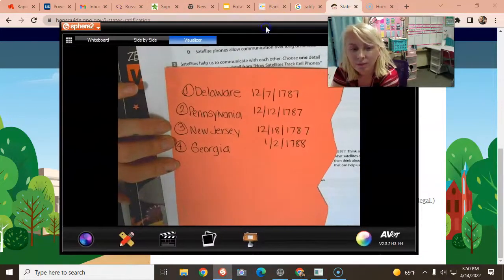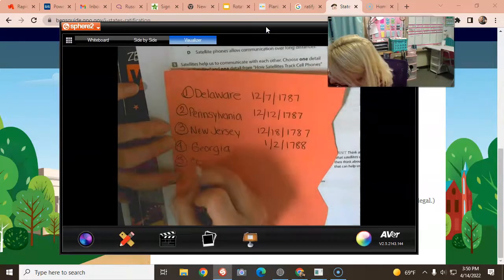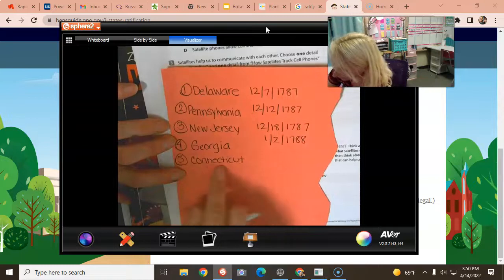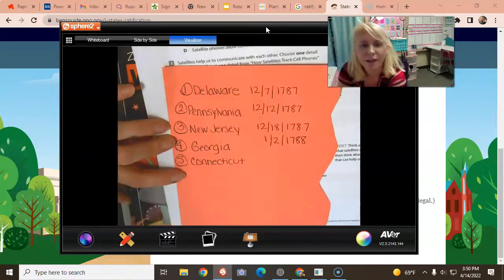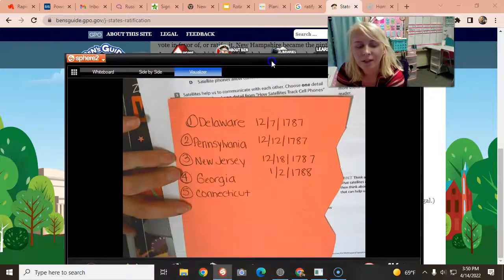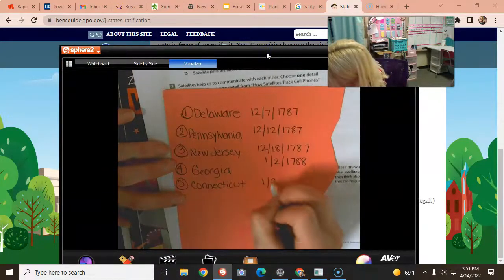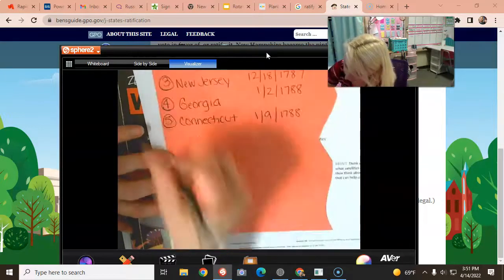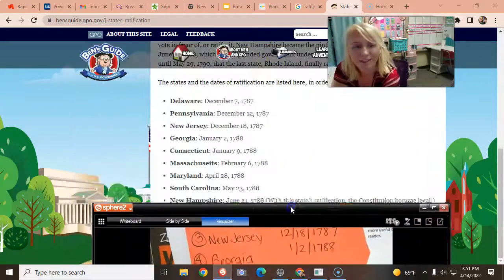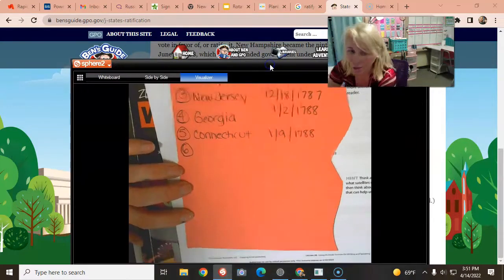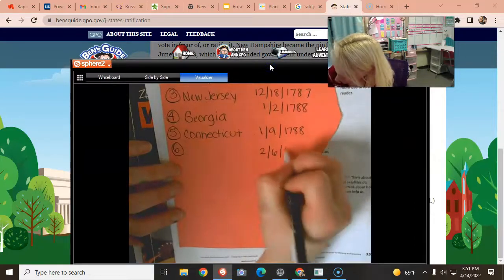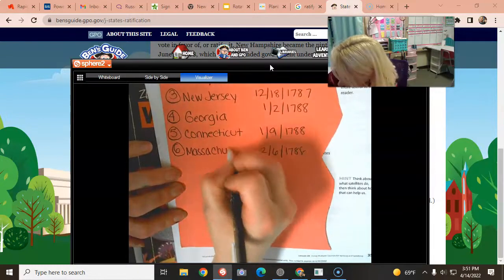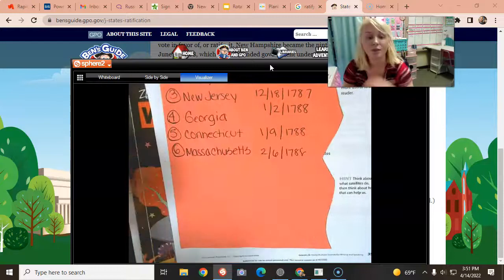Connecticut, January 9th. And I remember that as connect-cut. I already forgot the date. Was it 12th? 9th. January 9th, 1788. Number 6, gotta get all the way to 13, was Massachusetts, February 6th.